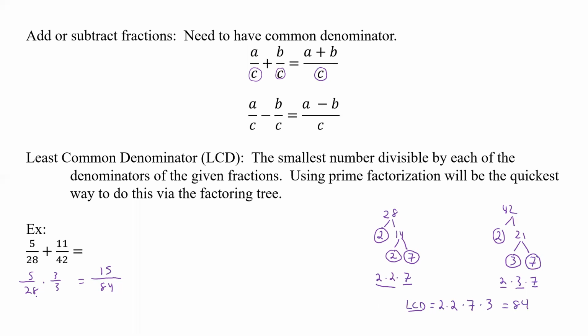28 times 3 had better be 84. So 3 times 8 is 24. That's 6 plus 2 is 84. So that looks good. Now, what about 11 over 42?